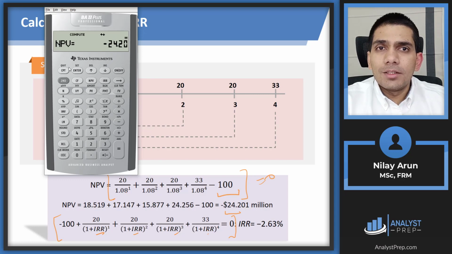Similarly, we can calculate the IRR. So you go to compute, IRR, it's showing 0 right now. Simply press compute again, and it shows you minus 2.63. That's what we have here, the IRR.